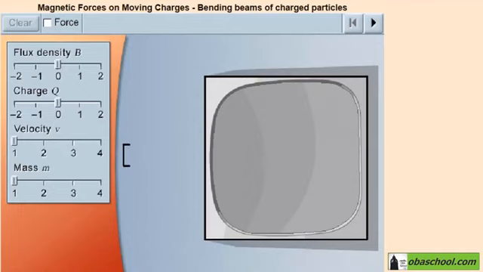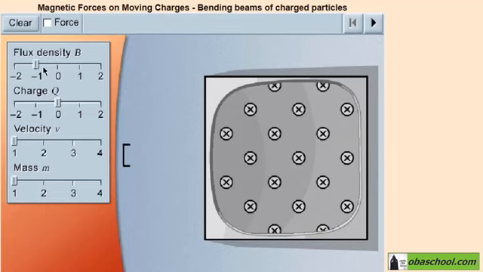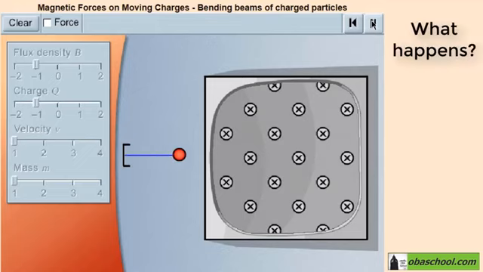Hello. In this activity, we're going to investigate the effect of changing the polarity of the charges and the direction of the magnetic field. Let's drag the flux density slider to -1, and let's drag the charge slider to a value of -1 and click play. What happens?